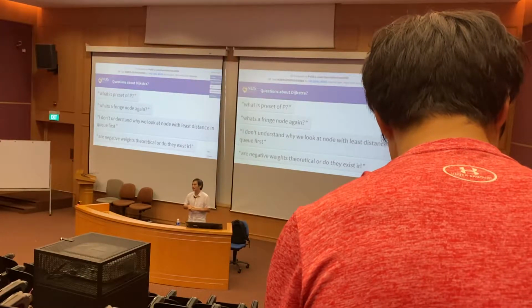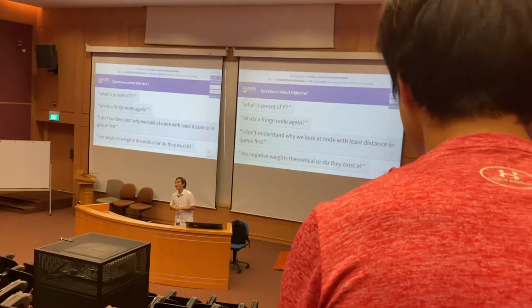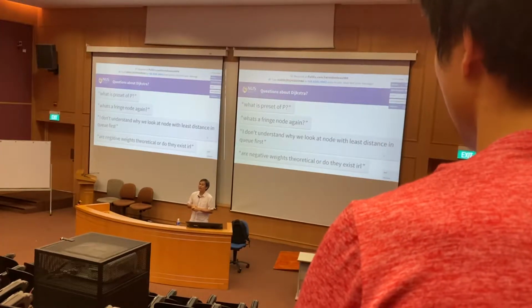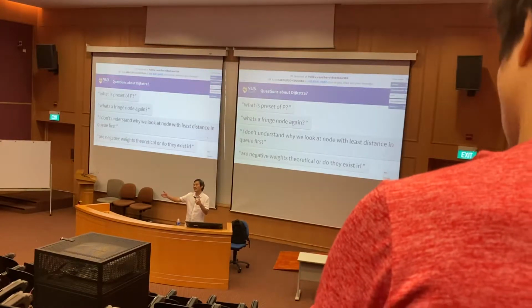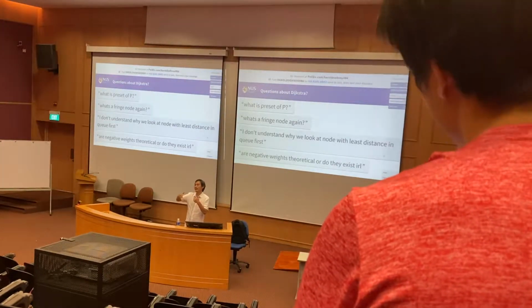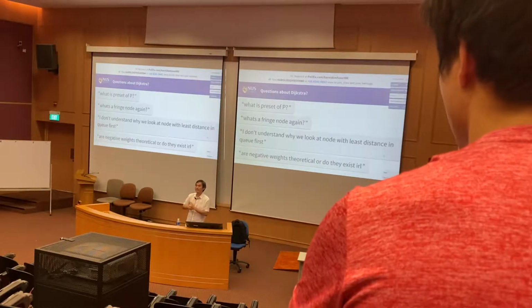What is the prefix of P? Oh, prefix, you mean prefix of P. So the prefix of P is, let's say you have A, B, C, D, E. A, B, C is a prefix of A, B, C, D, E, for example. It's just the beginning part.